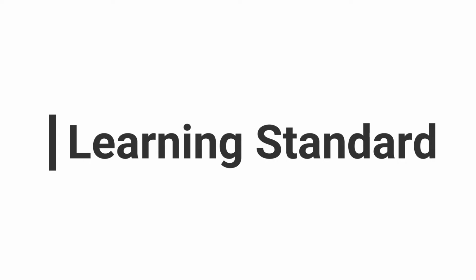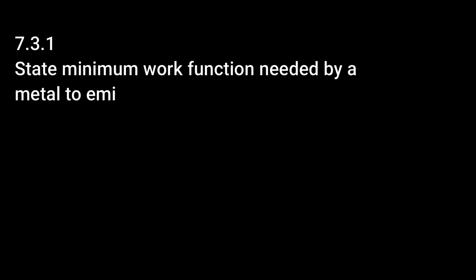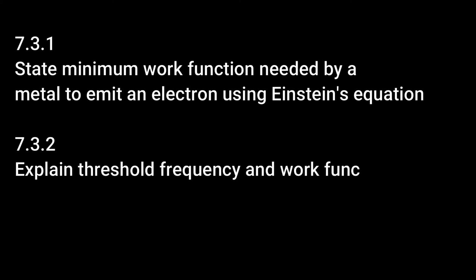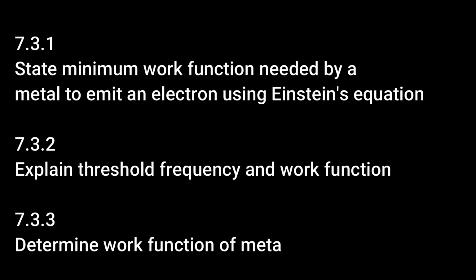There are three learning standards in this lesson. Number 1, state the minimum work function needed by a metal to emit an electron using Einstein's equation. Number 2, explain the threshold frequency f0 and work function W. Number 3, determine the work function of a metal.